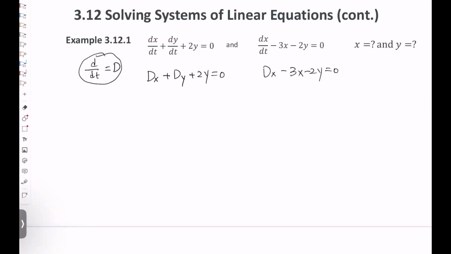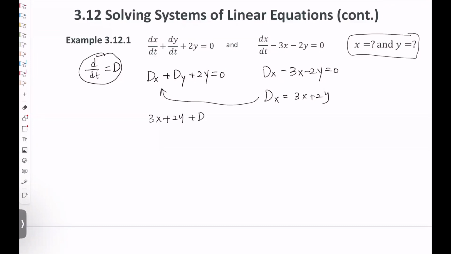To solve these two differential equations, we need to find x equals something and y equals something, and those expressions should be in terms of t. Just like systems of linear equations in regular x, y, and z, we want to do substitution. I'm going to say Dx equals 3x plus 2y, moving 3x and 2y to the other side, and then substitute in here. If we do, we have 3x plus 2y plus Dy plus 2y equals 0.